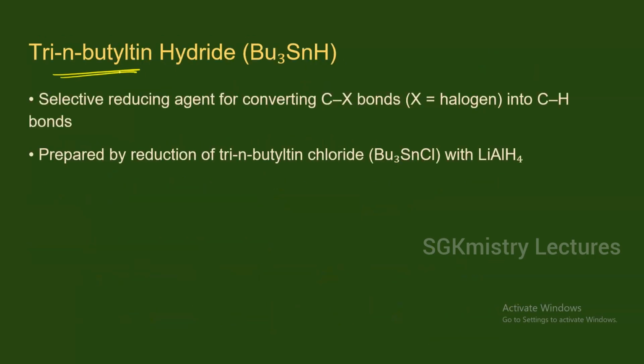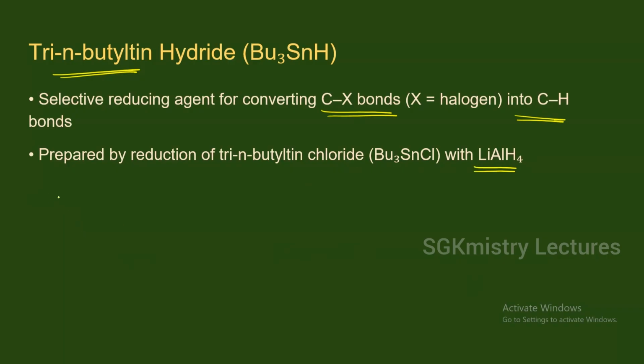Next, coming on to tri-n-butyl tin hydride. This reagent is specific for the reduction of the carbon-halogen bond to the C-H bond. So this thing you have to remember: C-X to C-H bond conversion is carried out in the presence of tri-n-butyl tin hydride. So how is it prepared? It is prepared by the reduction of tri-n-butyl tin chloride or tri-n-butyl tin iodide with lithium aluminium hydride.